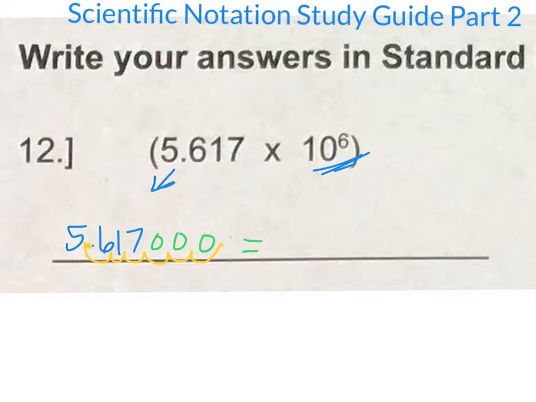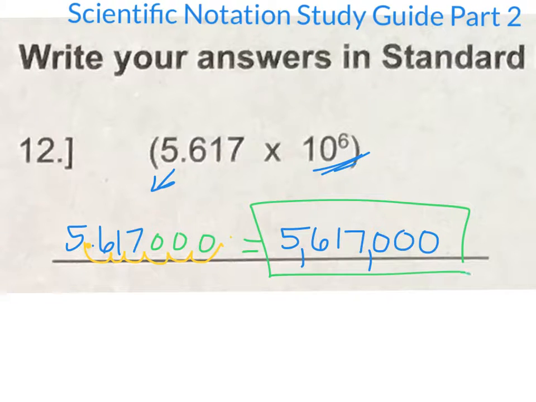And then rewrite this so it looks neater. So this is going to be 5, 6, 1, 7, and we added 3 zeros. And now the decimal's at the back. You could also put in your commas to make this look more official. So this number, 5.617 times 10 to the 6th, is now 5,617,000.